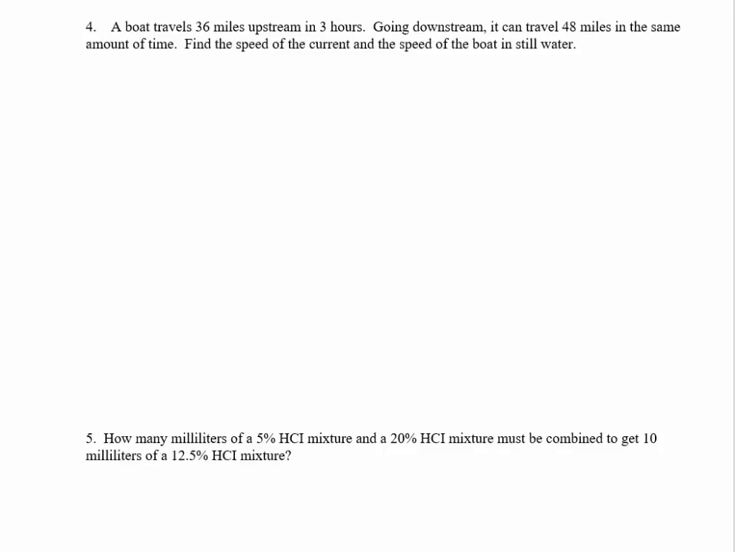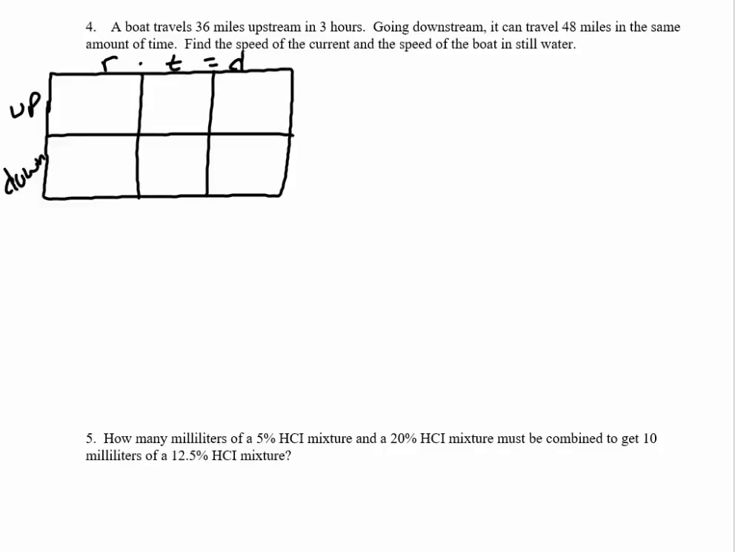How are distance, rate, and time all related? I'm going to draw a table using distance equals rate times time. It's going to look like this. We have an upstream and a downstream row, and then our columns are going to be rate times time equals distance. Looking at what the question is asking, we want to find the speed of the current and the speed of the boat. That's going to be dealing with our rate.